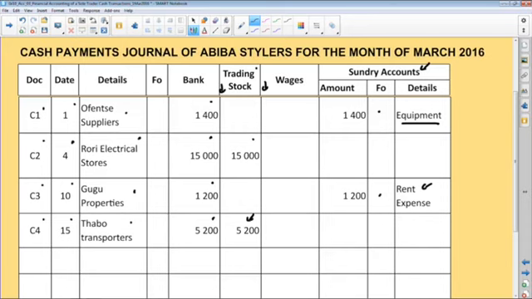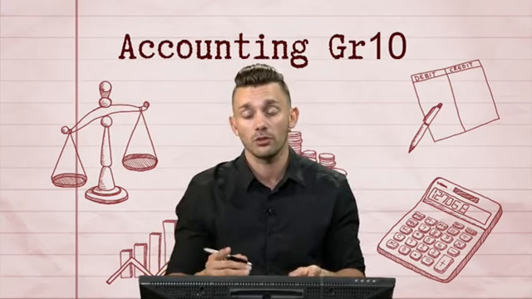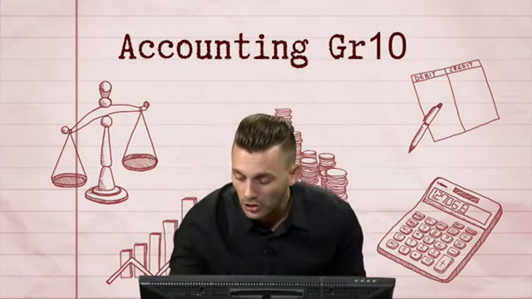Now remember guys, when I buy goods and I pay transport for these goods, where will I place the amount? I'll place it in trading stock because my trading stock is now costing me, in fact, more than just the cost and purchase price. Let's go look at the others.